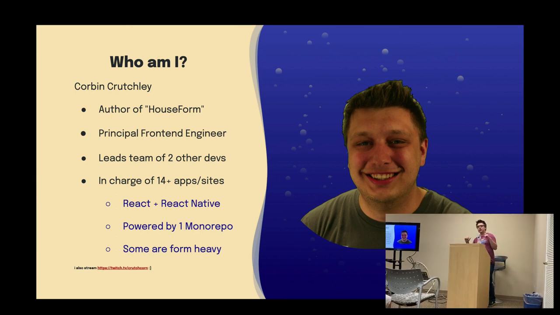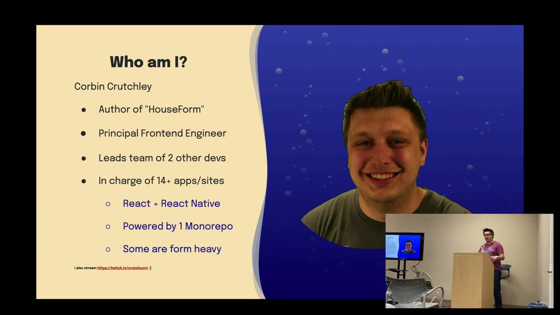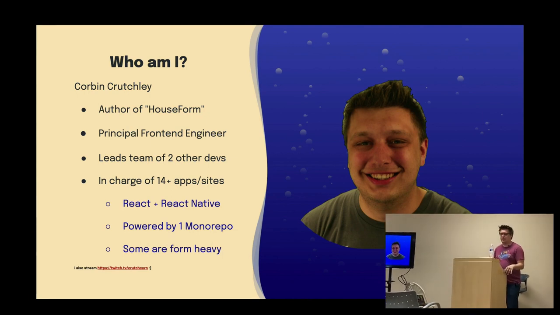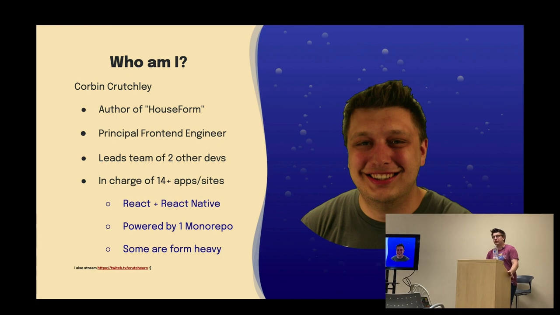So my name is Corbin. I am the author of House Form. I'm principal or staff or senior, whatever. I don't really care. Titles don't matter that much. But I am a principal level software engineer. I lead a team with three other devs. This slide is outdated. Ha ha. Thank you for the picture.